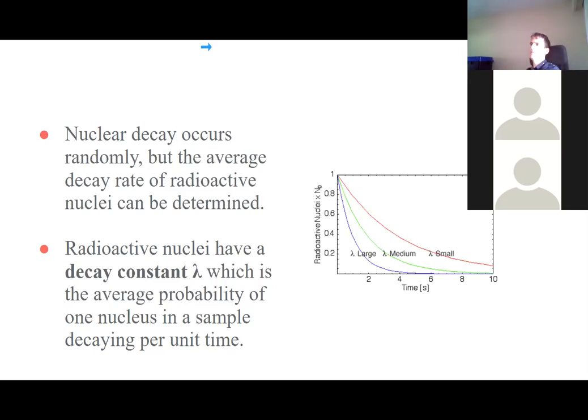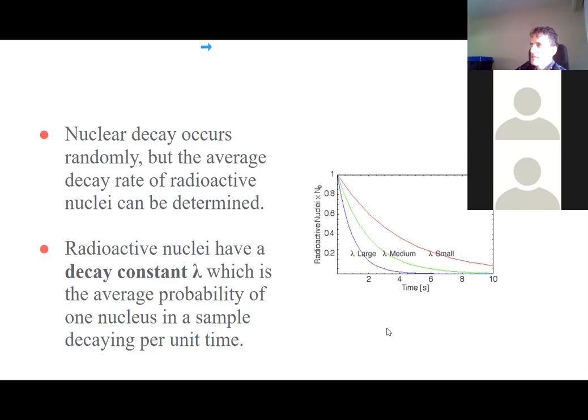So for example, cobalt likes to emit beta particles and become nickel. And in doing so, it becomes more stable. The cobalt atom decays into nickel. So a sample of cobalt-60 over time becomes nickel.